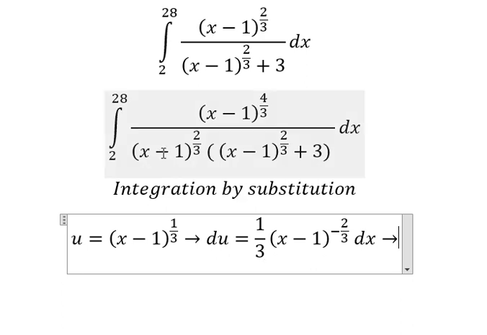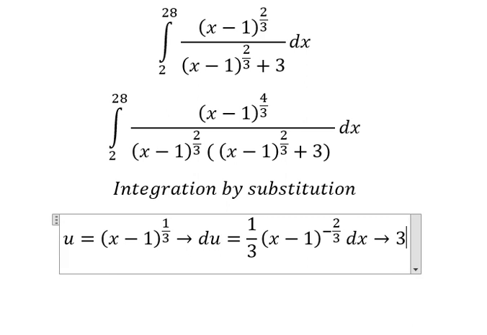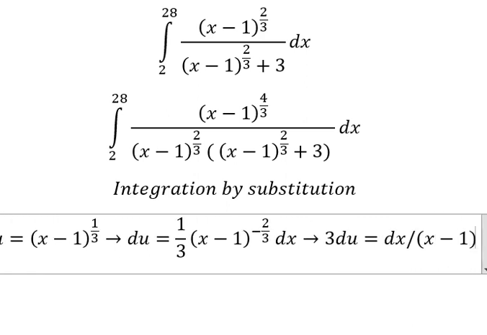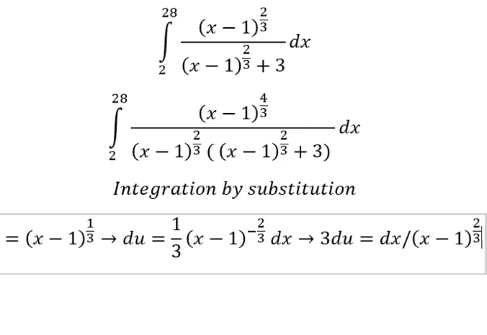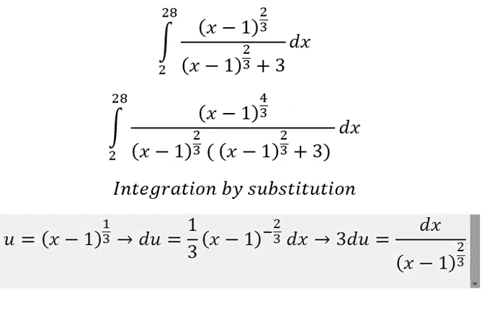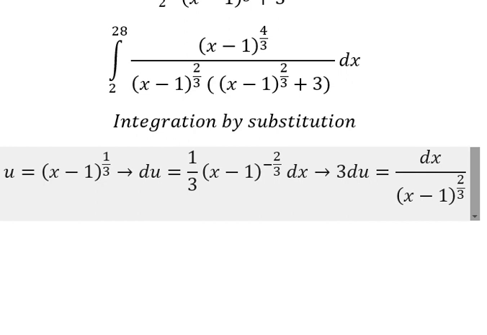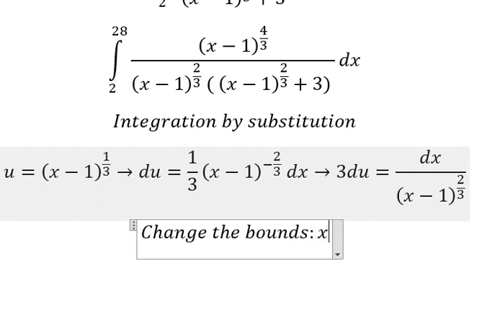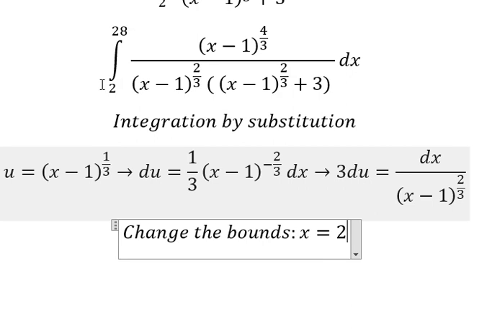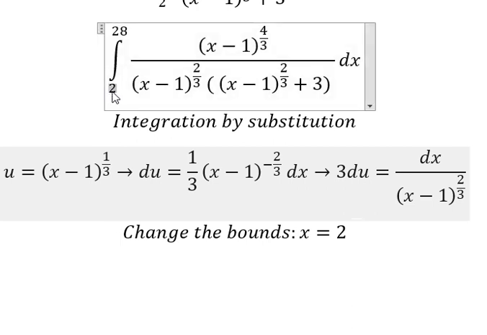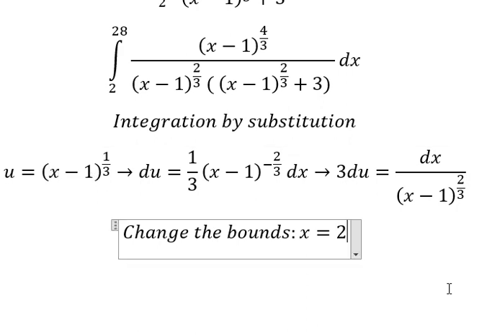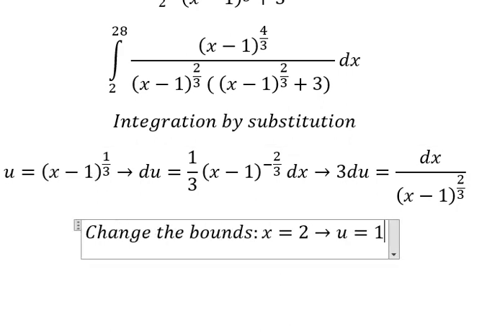Because we don't have 1 over 3, I will move the 3 to the left, and we can write it like this. Next, we need to change the bounds. When x equals 2, we put 2 here. So 2 minus 1 is 1, so u equals 1.